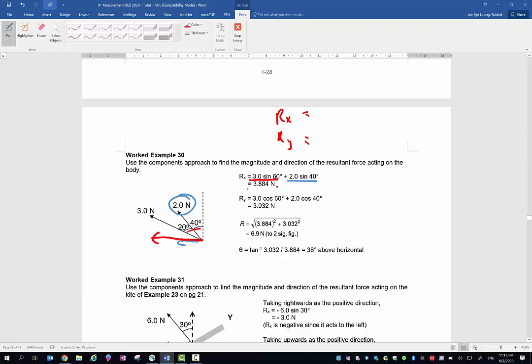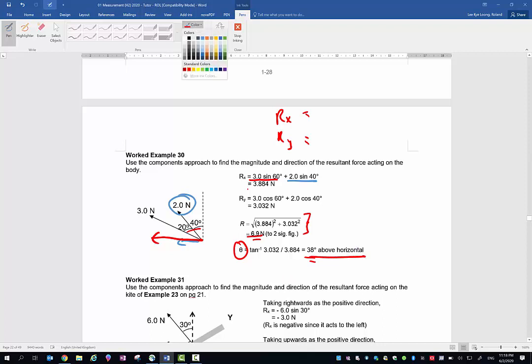So do the same for Y. The vertical component, the component that is attached to the angle, you do a cosine. So it's 3 cos 60 plus 2 cos 40. Okay, so that is Ry. So what's the resultant R? Use the Pythagoras theorem, you get this answer. And the angle will be arctangent Ry over Rx, equals 38 degrees. It's 38 degrees above the horizontal.